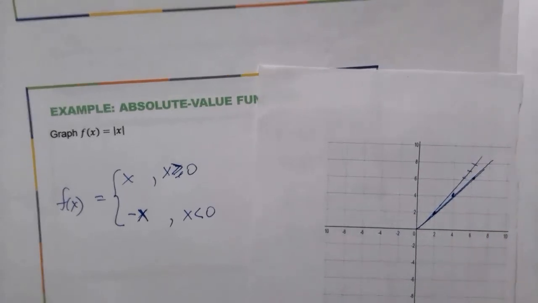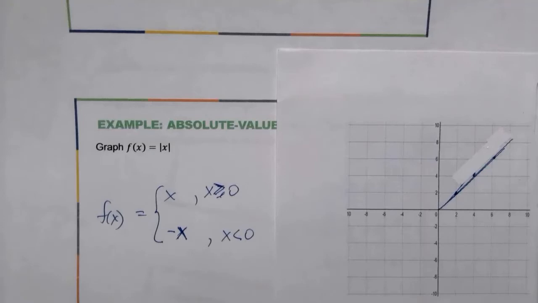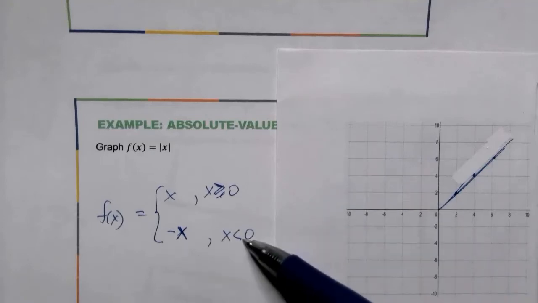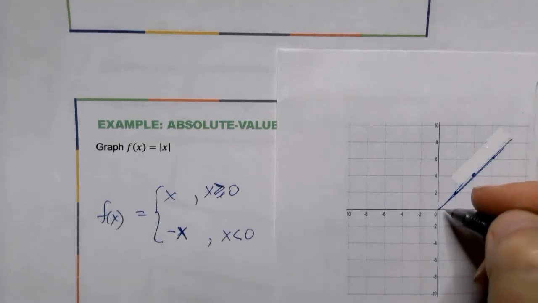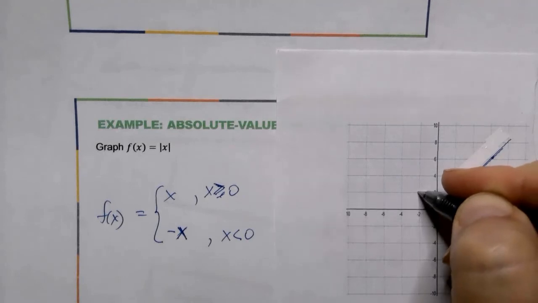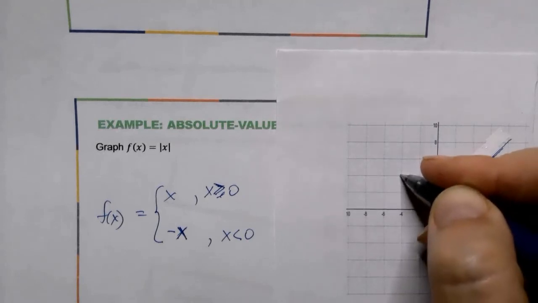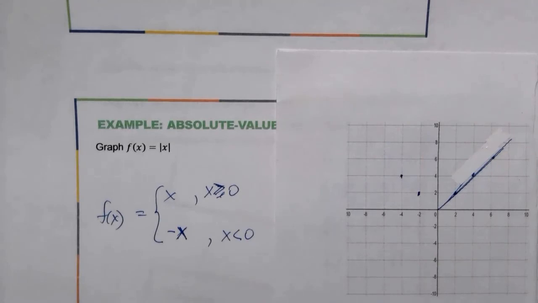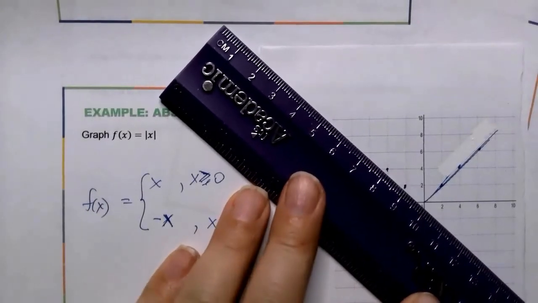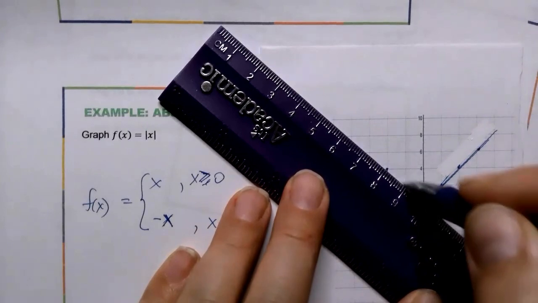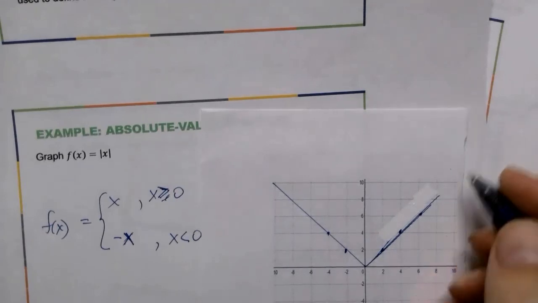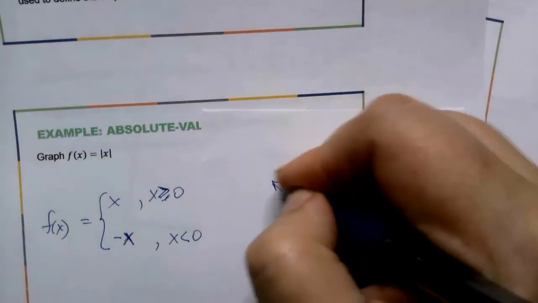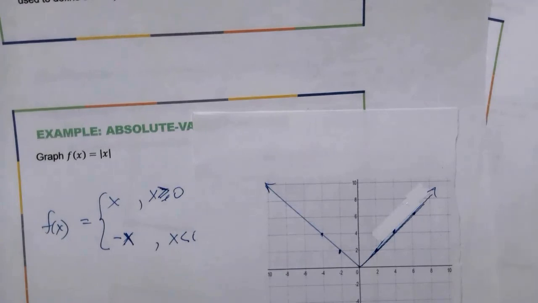On the other side, where x is negative, it's the opposite. The f of x is the opposite of x. So when x is negative 2, y is 2. When x is negative 4, y is 4. And hence our graph looks like this. So this is the graph of the absolute value function. It is piecewise defined because it's composed of two different lines.